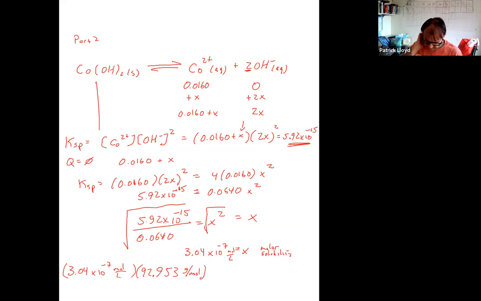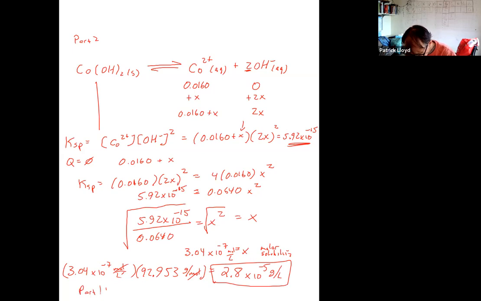And that's going to give us, let me multiply that by 3.04 times 10 to the minus 7. And it is 2.8 to 2 significant digits: 2.8 times 10 to the minus 5. Oops, the moles are going to cancel: grams per liter. Now I want to box that off, and I'm going to compare it with part 1, when we did it just in water. In that one, we got 1.1 times 10 to the minus 3.